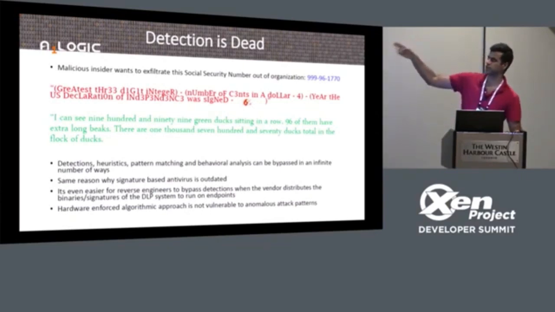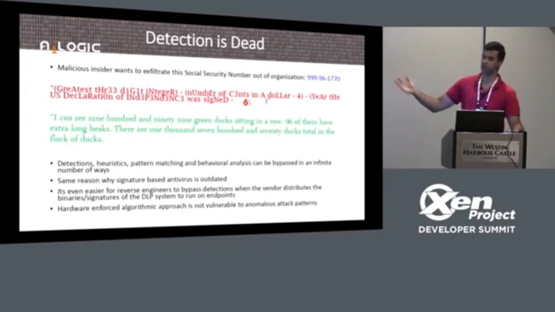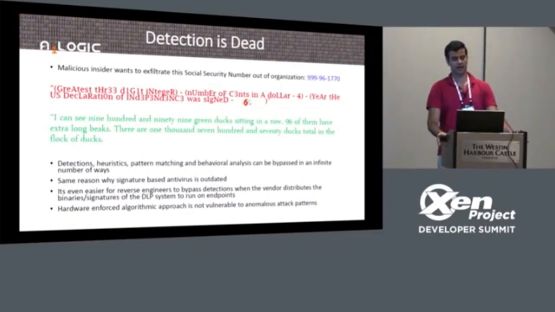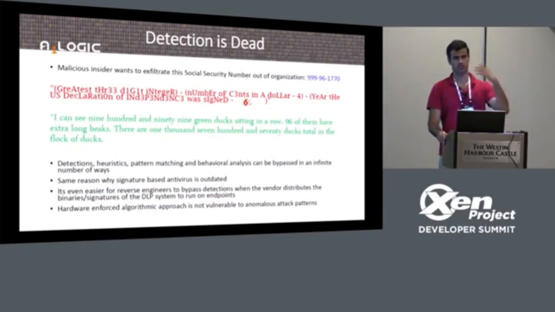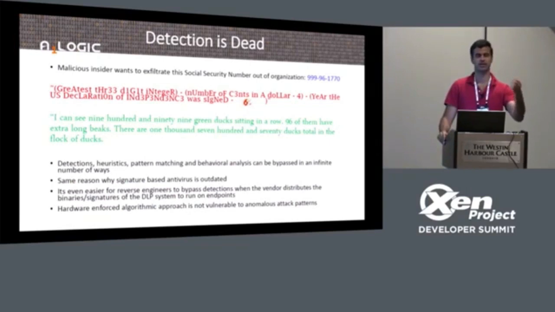Another example of exfiltrating the same data is I can say 999 green ducks sitting in a row. 96 of them have extra long beaks. There are 1,770 ducks total in the flock of ducks. Now, am I talking about what I did this weekend, or am I talking about a social security number I'm trying to exfiltrate? You can algorithmically generate the strings here and exfiltrate social security numbers. It's not that hard. So the overall problem is that DLP is heuristic today, whereas an algorithmic approach is needed.